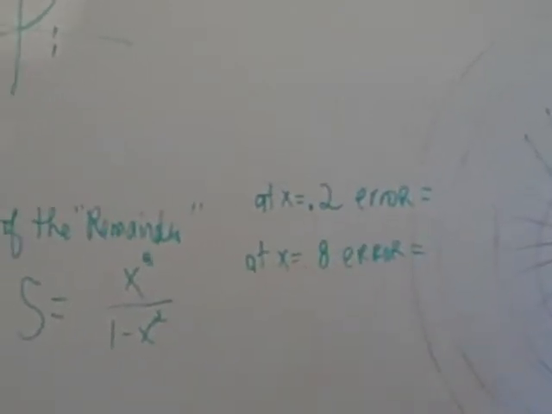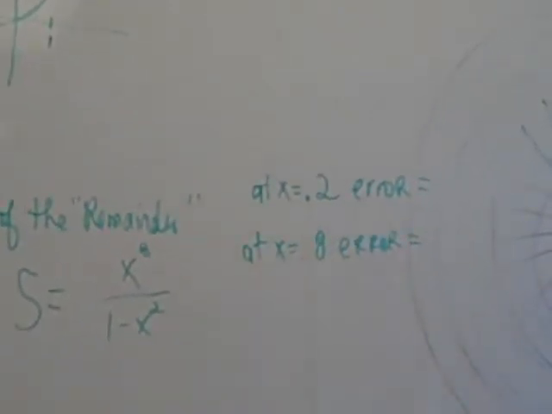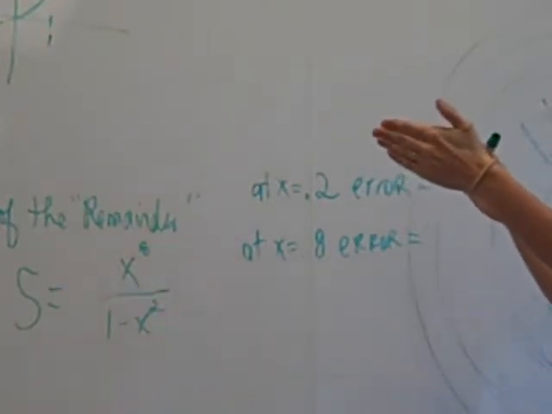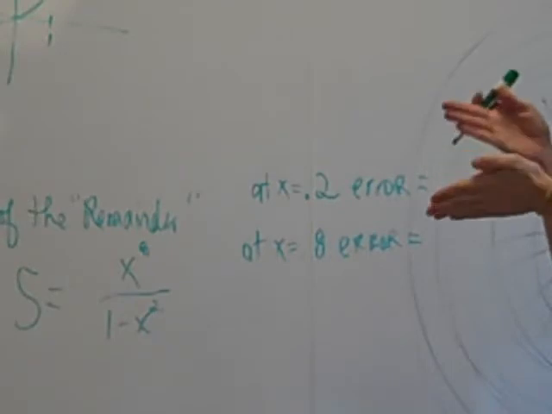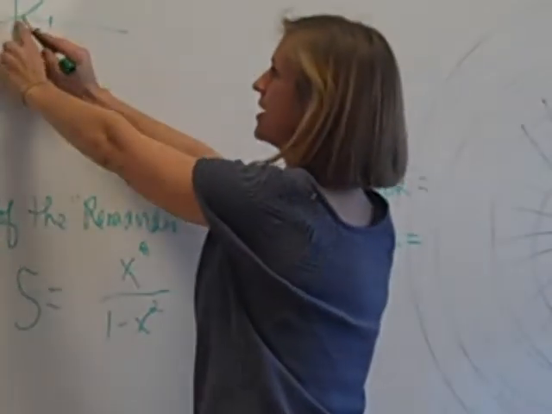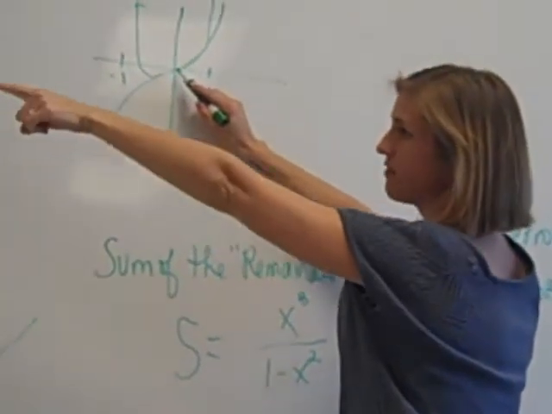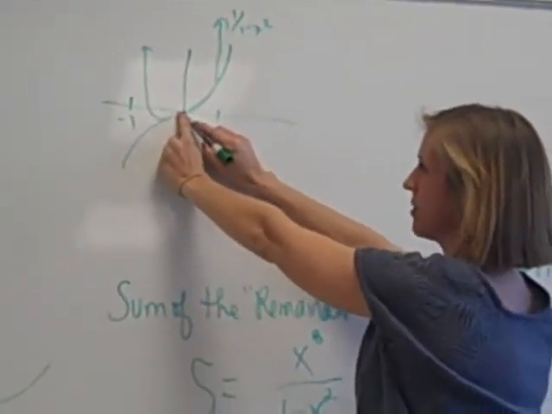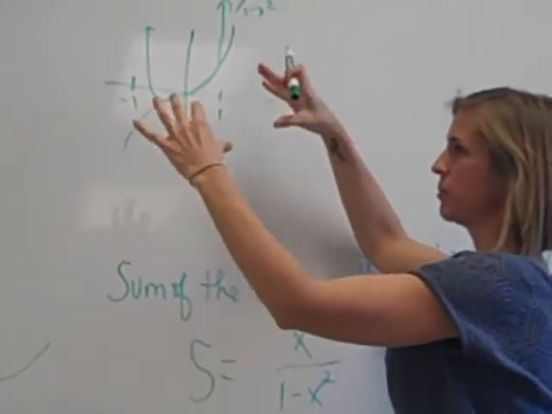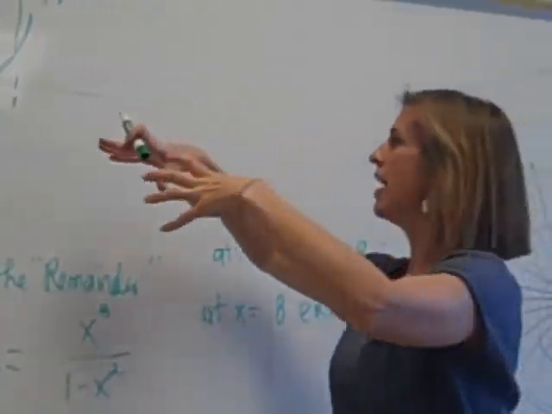Get it? So basically, because this thing converges from -1 to 1, the closer I am to 0, the more the thing's going to converge. So like here, the series and the function are going to basically be the same. But as I move away from x equals 0 on either side, the series and the function will become less and less similar.